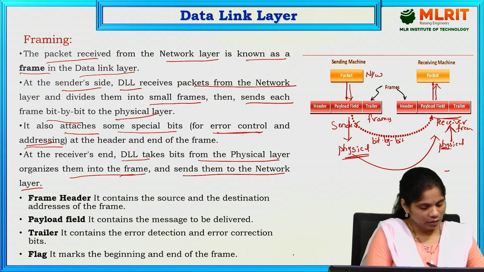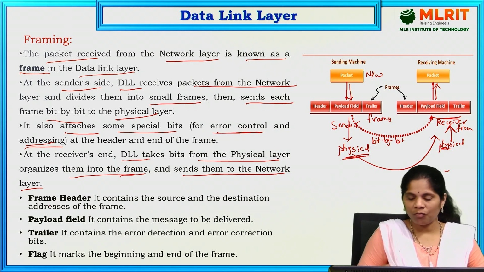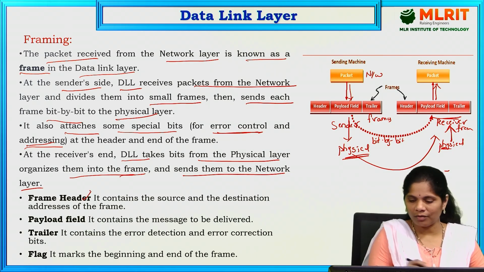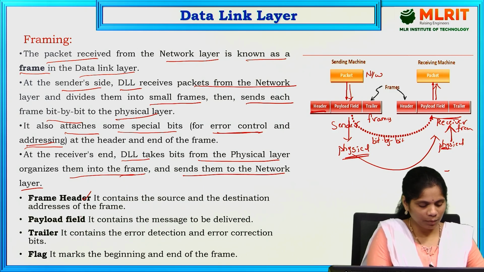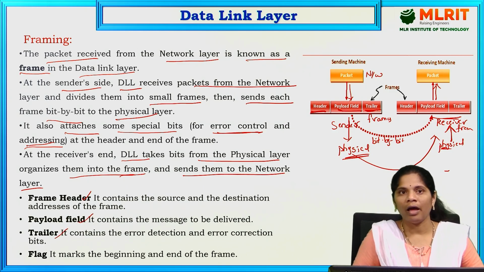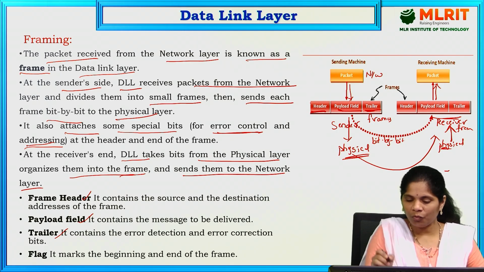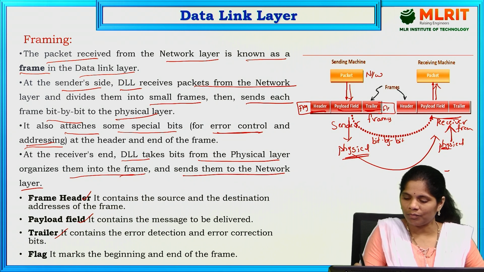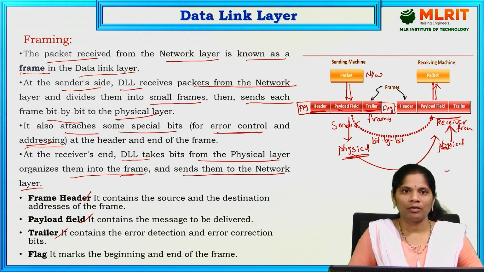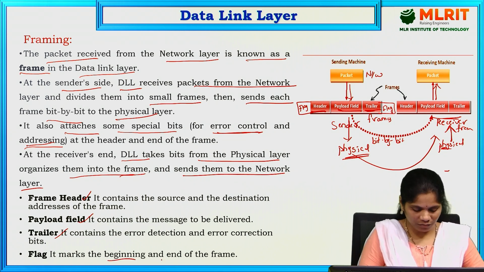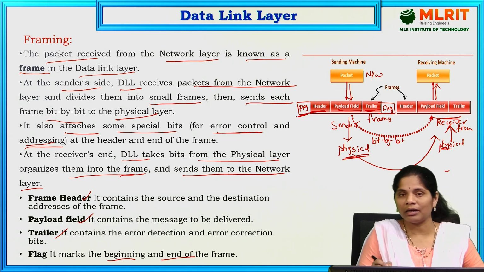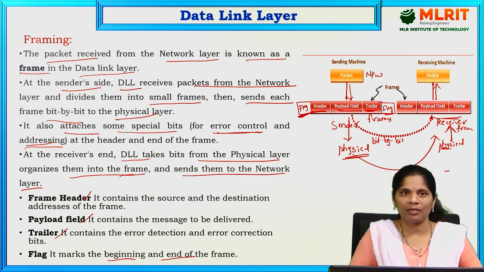A frame mainly has four fields. Those are the frame header, the payload field, and the trailer, and here the flag is there too, right? Before the starting and after the ending of the frame, we add the flag. The flag tells that this is the beginning and this is the ending of the frame. That is about the flag.